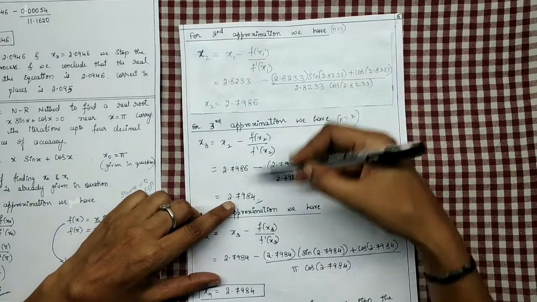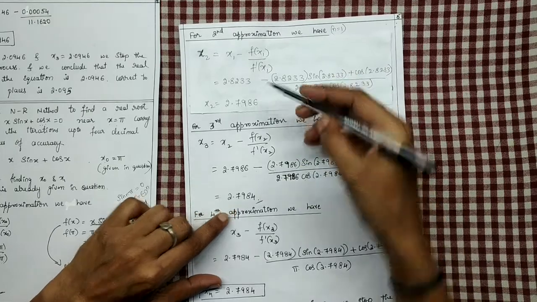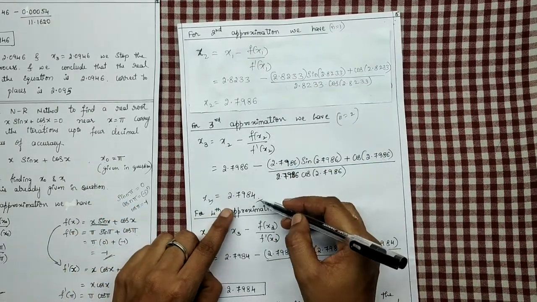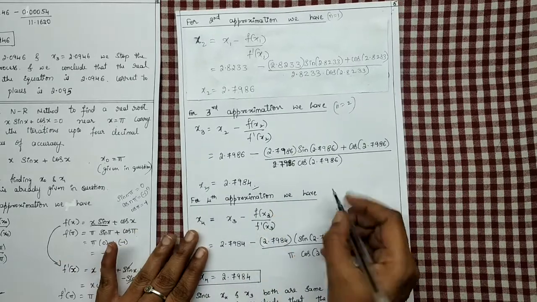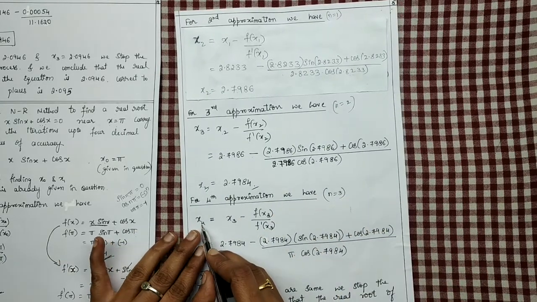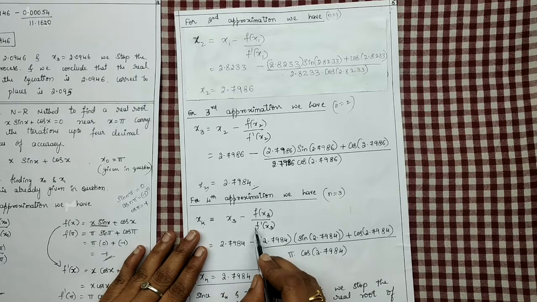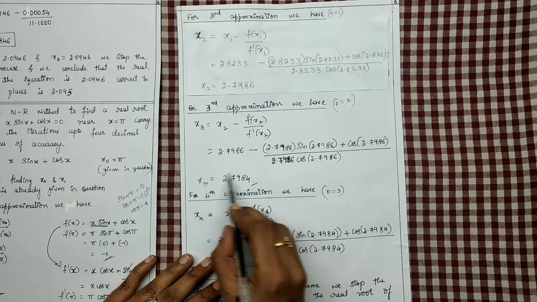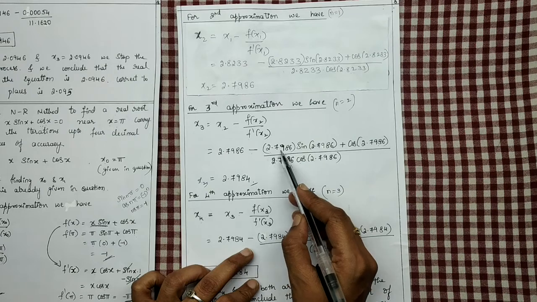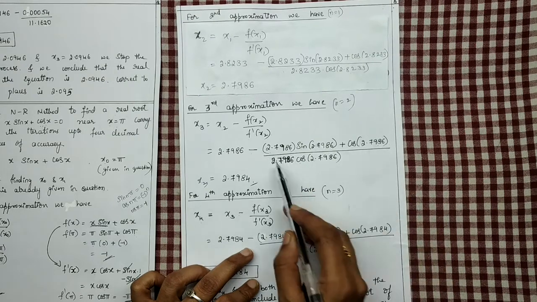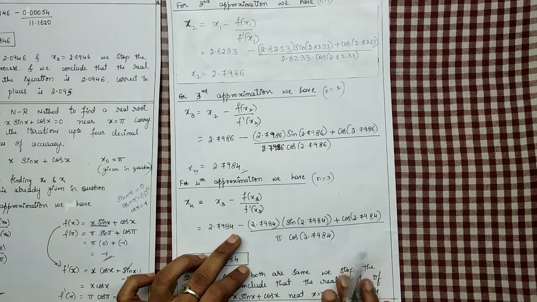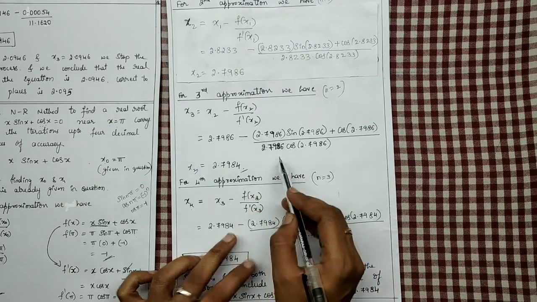Again, when you compare this x3 value with the x2 value, it is not same. Since it is not same, we are going for the fourth approximation. For the fourth approximation, put n is equal to 3. So when you put n is equal to 3, it will be x4. x4 is equal to x3 minus f of x3 divided by f dash of x3, and x3 already found here. Substitute that value minus f of x3 is again 2.7984, which is 2.7984 into sine of 2.7984 plus cos of 2.7984 divided by f dash, right?